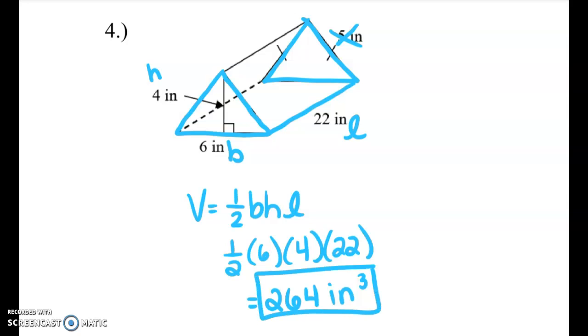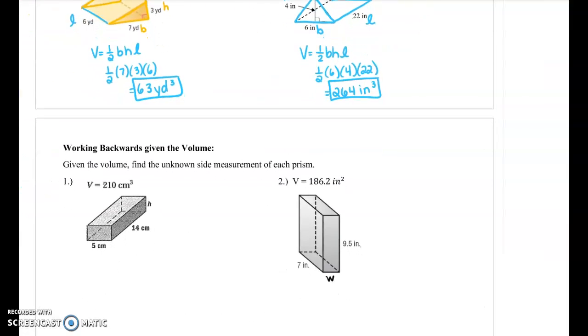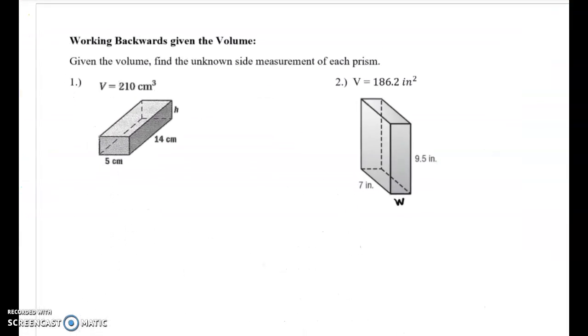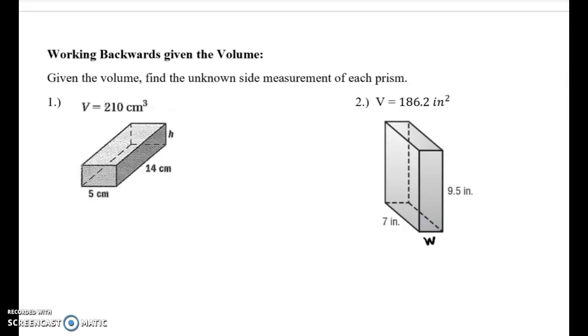All right, working backwards. You will have to work backwards for some of these volume problems, especially in the IXL. So not necessarily for the homework, but for the IXL. To work backwards, you plug everything in that you know into the equation and then divide to figure out what you don't know. For these two, these are rectangular prisms, so you're going to use length times width times height for our formula.